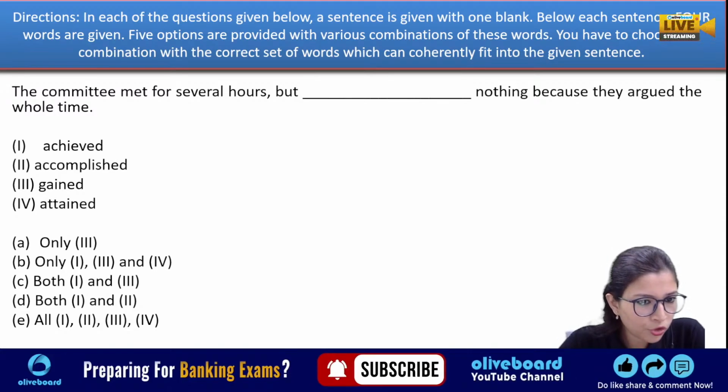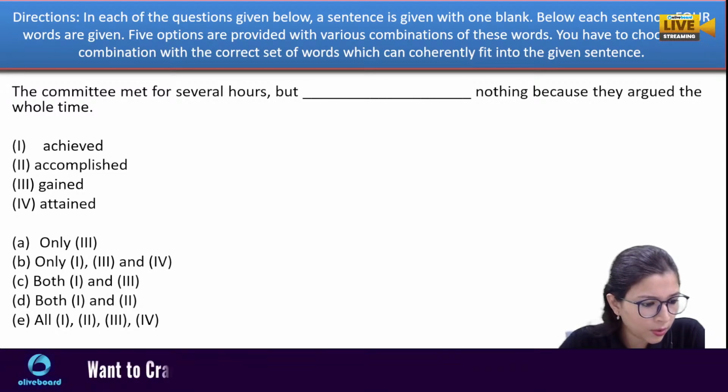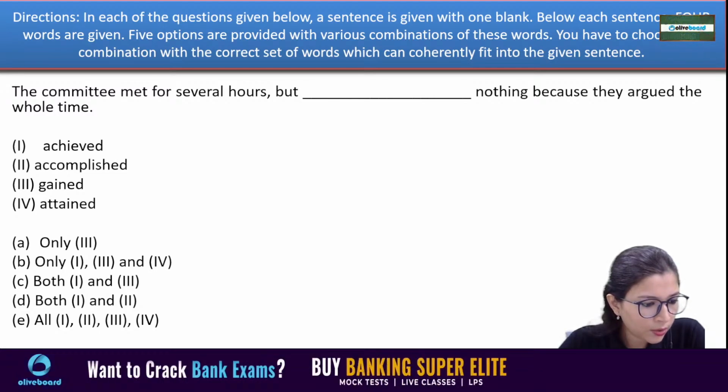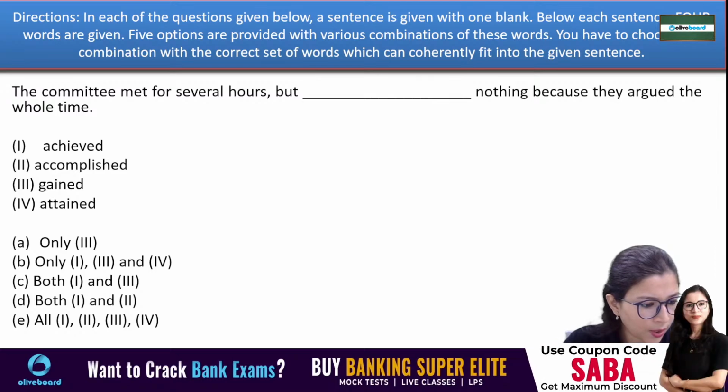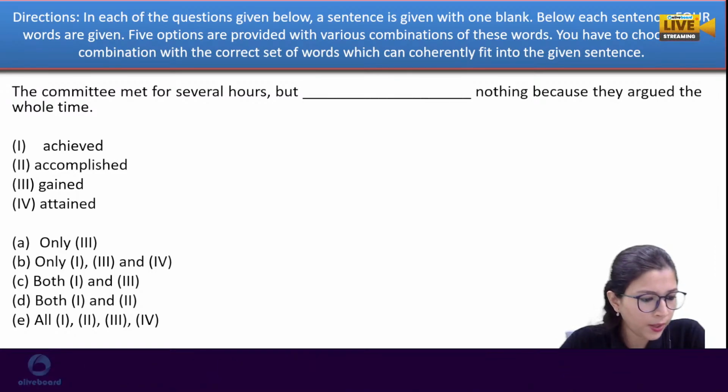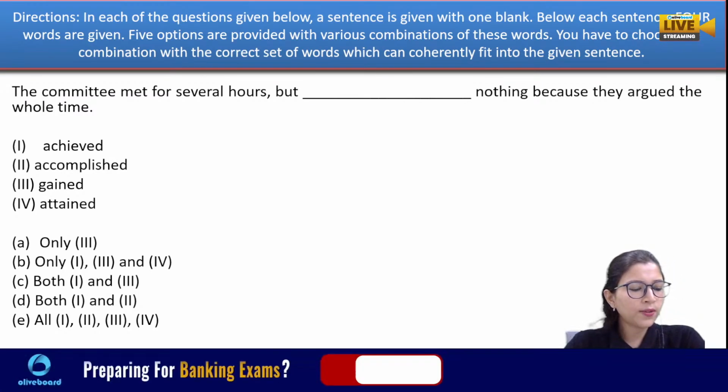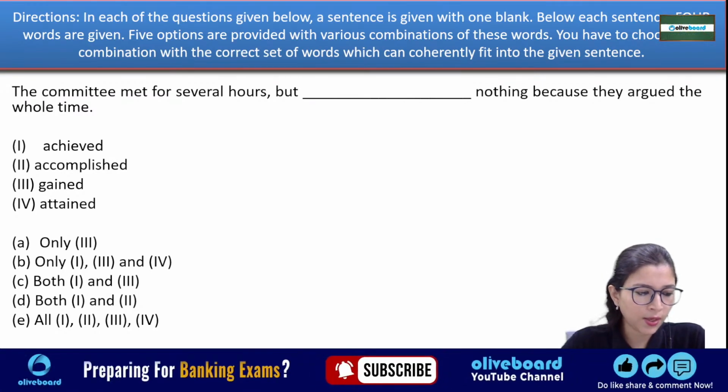Now Prashant gave the answer. Chetna is saying C, both first and third. And Prashant, Sanjay C, Naveen E. Now here the confusion is between C and E. A few are saying C and a few are saying E.